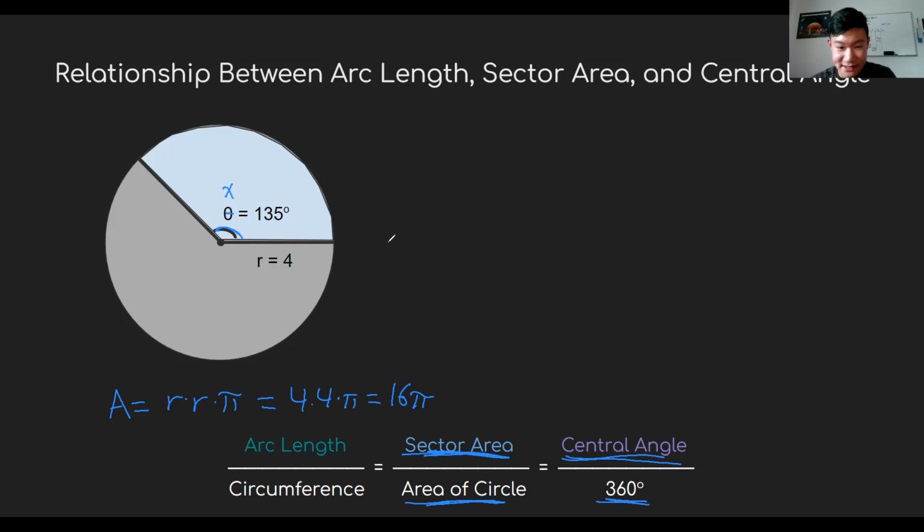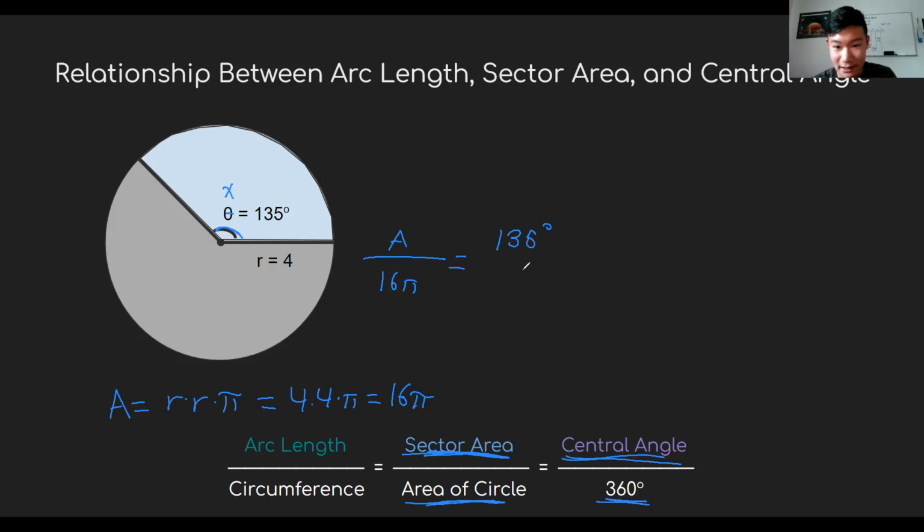So according to this fraction, the area that we want to find, this sector area, this blue part, over 16 pi, which is the area of the circle, should be equal to the central angle, which is 135 degrees, over 360.